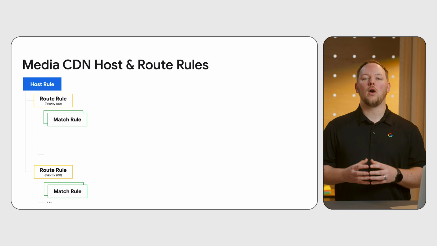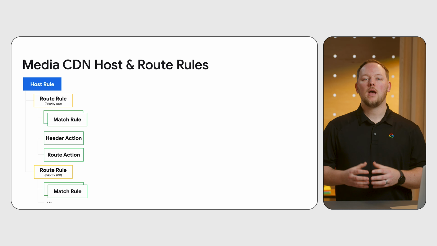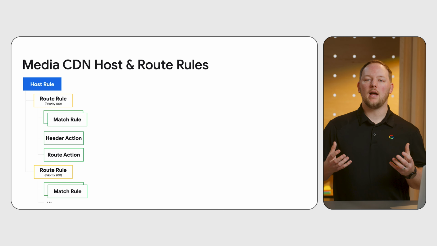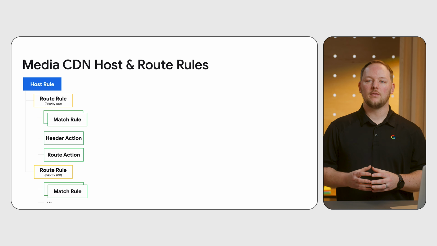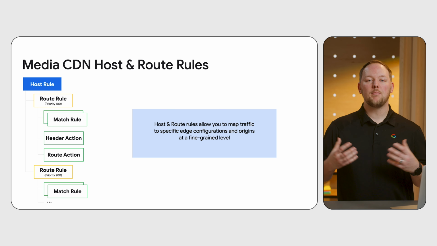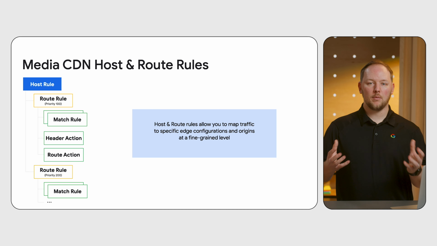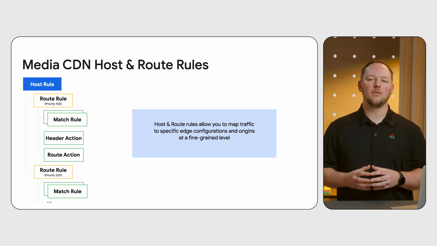And within route rules are route actions and header actions. A route action is what allows you to apply URL rewrites, CORS policies, and CDN policies to your routes. Header actions allow you to manipulate request and response headers, and they'll be covered much more in depth in a separate video, so be sure to check that out. Today, we'll be focusing specifically on the CDN policy, which is a route action that's located within a route rule.